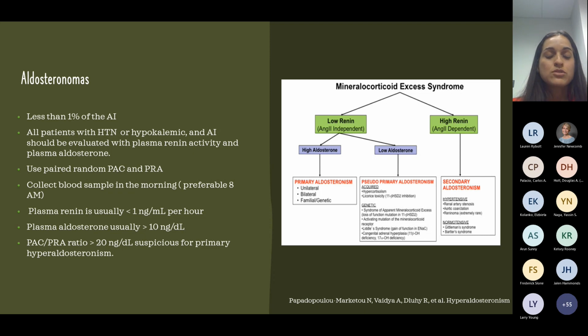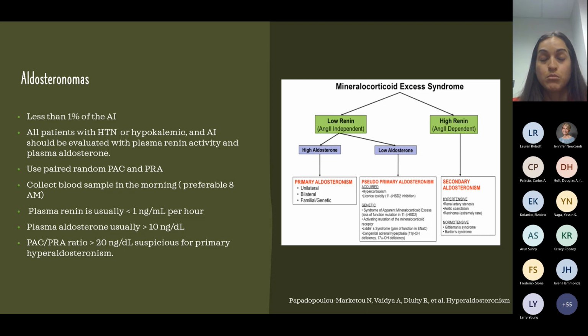We typically recommend ordering the plasma renin and plasma aldosterone separately, instead of the option that you may see in EPIC, which is the ratio that you can order, like a ratio for aldosterone and plasma renin. So we prefer to order both separately and then do the calculation. It's going to be important to let the patient know to go in the morning, fasting, around 8 a.m.